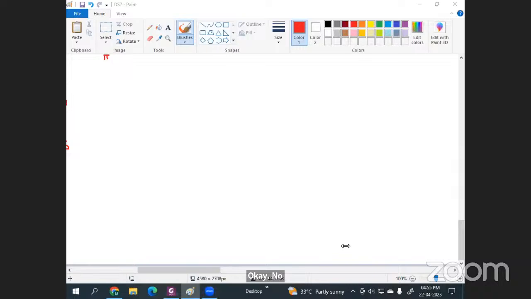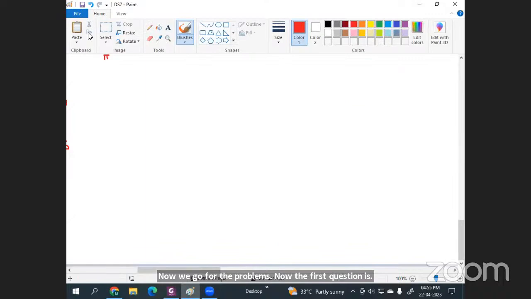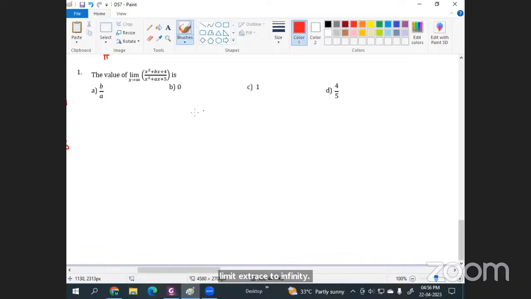Right. Now we'll go for the problems. Now the first question is: now you know what to do, what not to do. The limit as x extends to infinity of (x square plus bx plus 4) by (x square plus ax plus 5) is what? What is your answer, children?